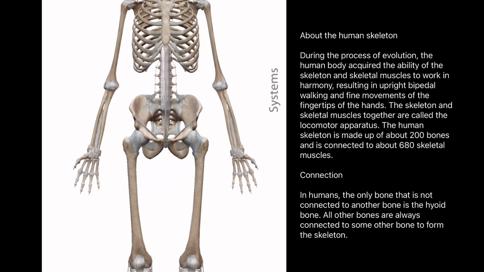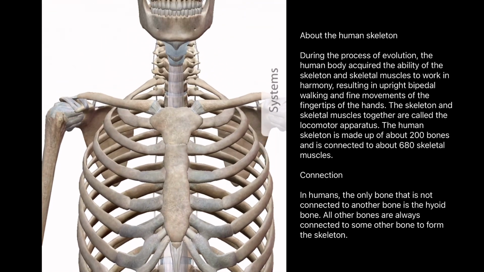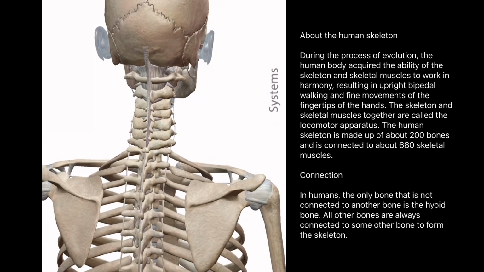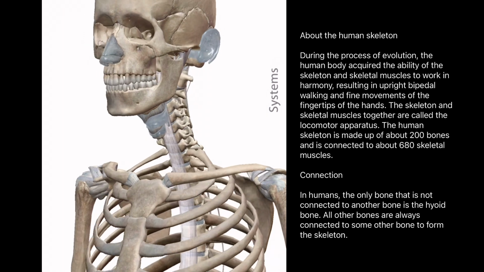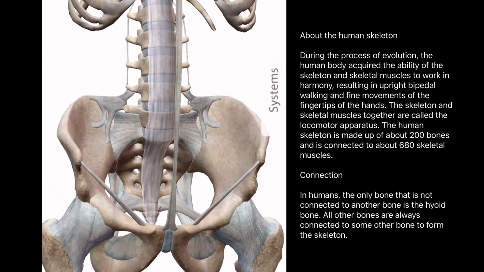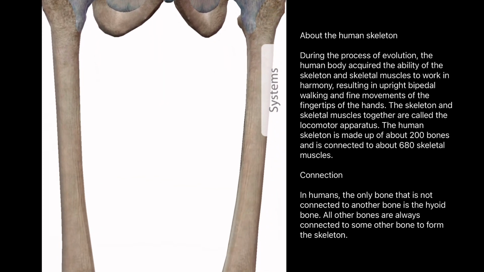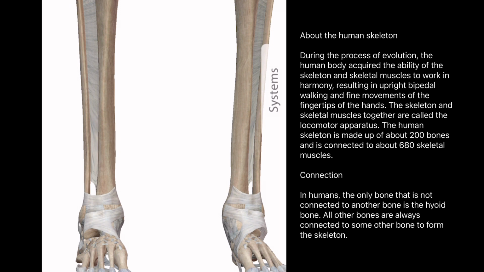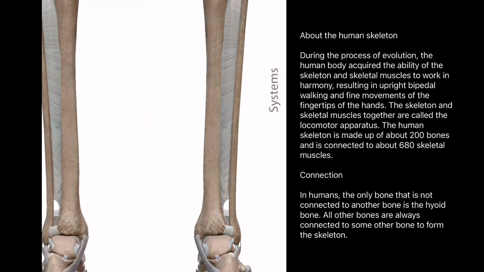About the human skeleton. During the process of evolution, the human body acquired the ability of the skeleton and skeletal muscles to work in harmony, resulting in upright bipedal walking and fine movements of the fingertips of the hands. The skeleton and skeletal muscles together are called the locomotor apparatus. The human skeleton is made up of about 200 bones and is connected to about 680 skeletal muscles.